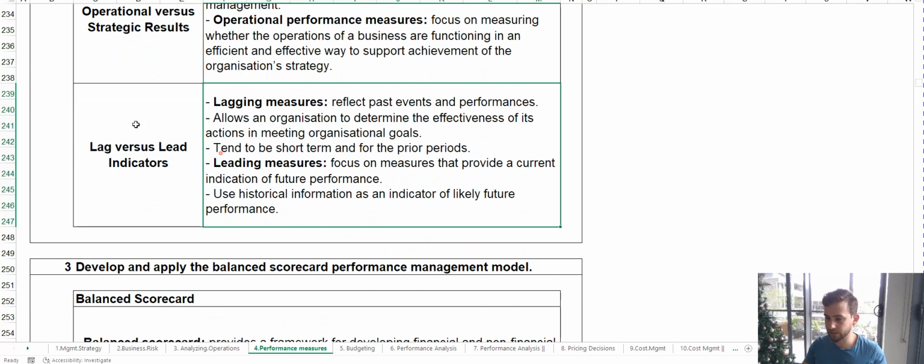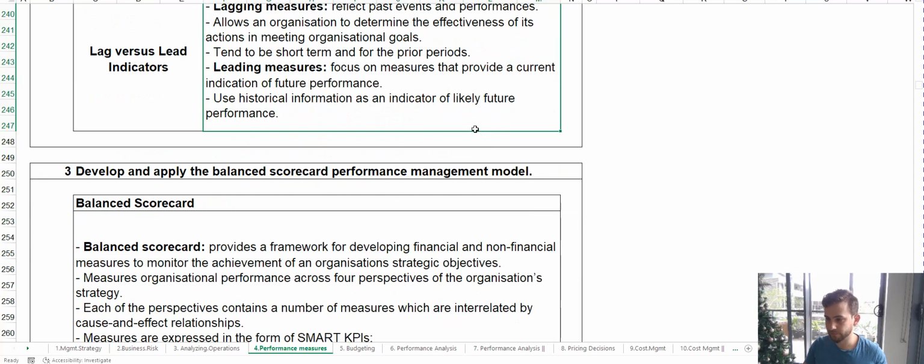And then finally, lag versus lead indicators. If it's lagging, it reflects past events and performances. It tends to be short-term and for the prior periods. If it's leading, it's focusing on measures that provide a current indication of future performance.